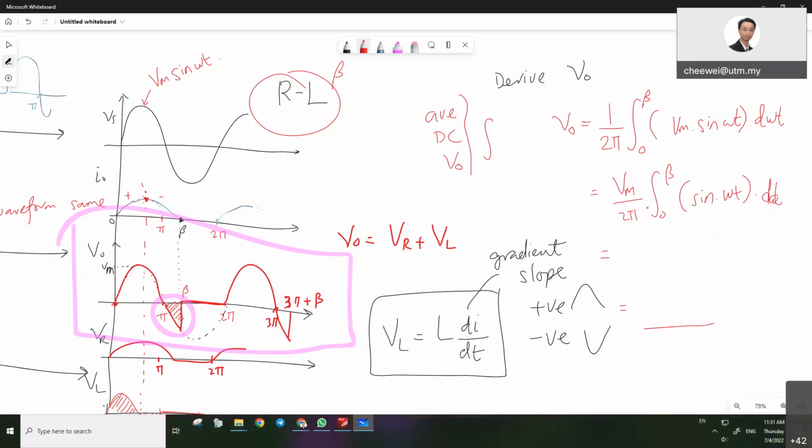So please make sure that this working is shown clearly. How do you change from sine to cos? This is from integration of sine into cos. It should be shown, right? You cannot jump from the first line until the last line. In between, if you do not show how the changes are, it's not considered a complete answer. So please remember. Okay, any question you want to ask?